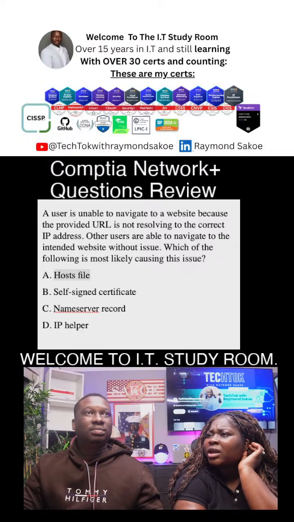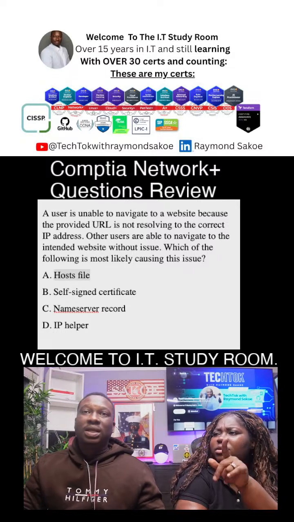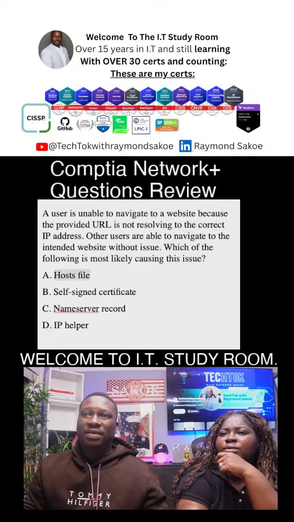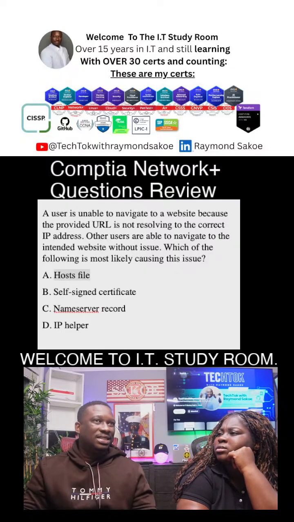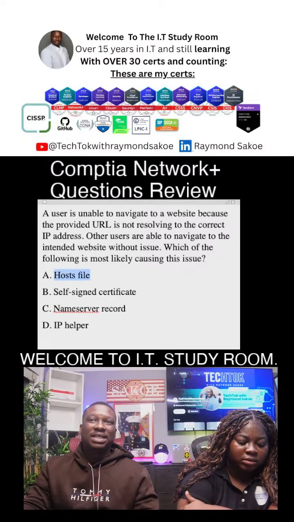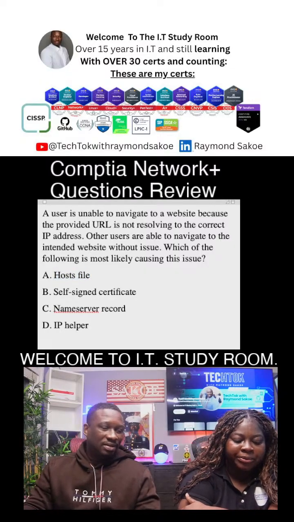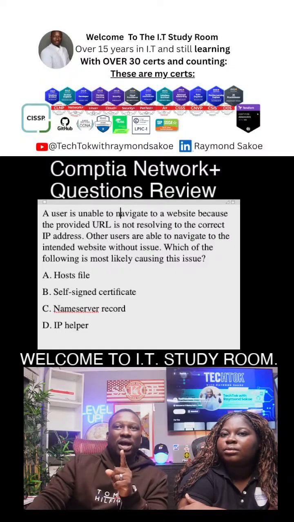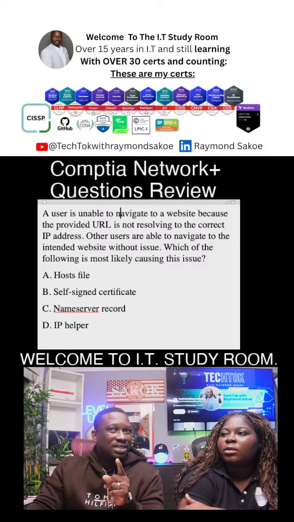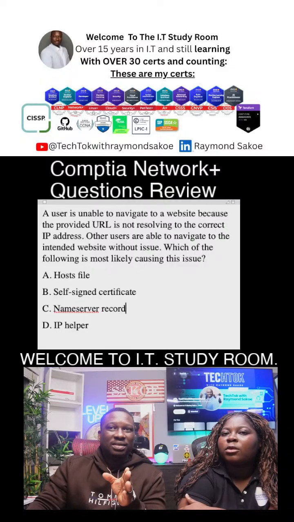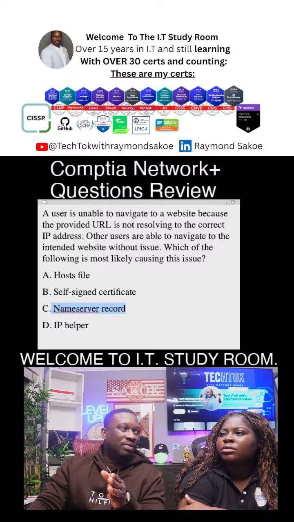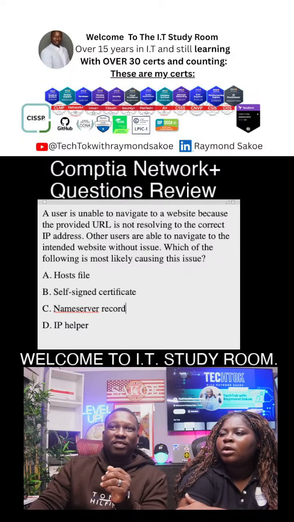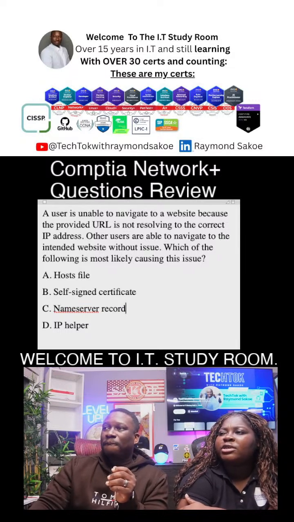Somebody said C. What is C? Name server record. If it's a name server record, which means it's a DNS issue, it would have affected everyone else. But remember, this affected only one user, so it's isolated to that specific user. A name server record would be the DNS on a router, and the user is not the only one using that router, so it would have been everybody else. So Venus is saying not C because others can still access it.